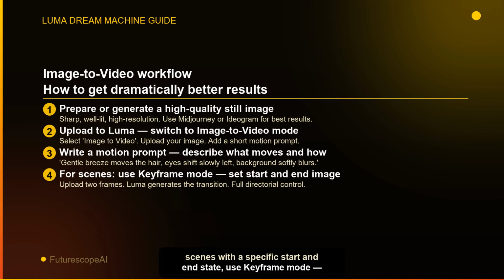Step 4. For scenes with a specific start and end state, use keyframe mode. Upload a start frame and an end frame, and Luma generates the transition between them. This gives you full directorial control over where the shot begins and ends.